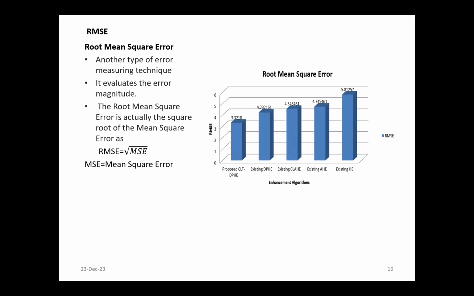We have also used root mean square error, which is another type of error measuring technique. It evaluates the error magnitude. For the proposed CLT DPHE, it was 3.3218, and it is again less. So the lower the root mean square error, the better the result.